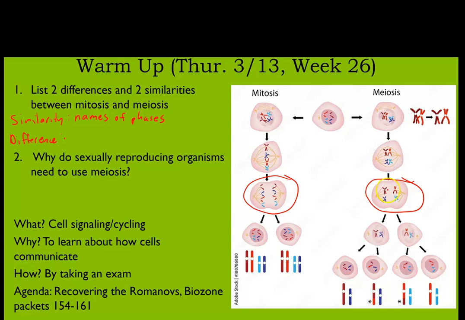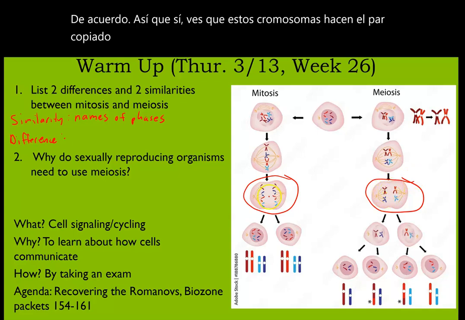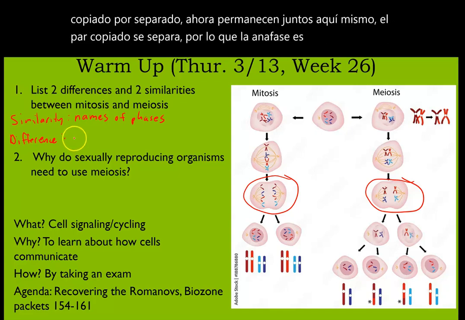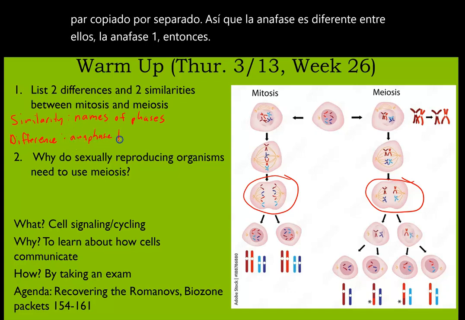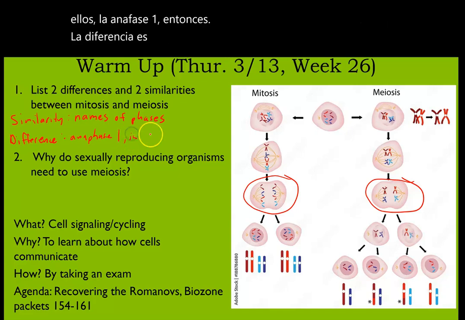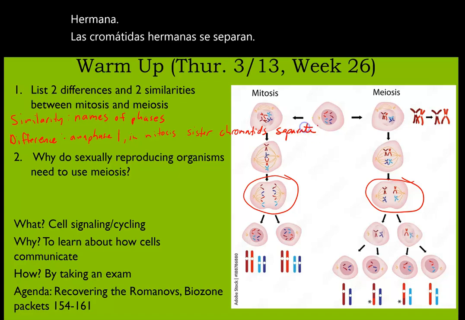Okay, so yeah, you see these chromosomes, do the copied pairs separate? No, they stay together. Right here, the copied pairs separate. So anaphase is different between them. Anaphase 1. So the difference is anaphase 1 and mitosis, the sister chromatids separate. I did not leave enough space for this.